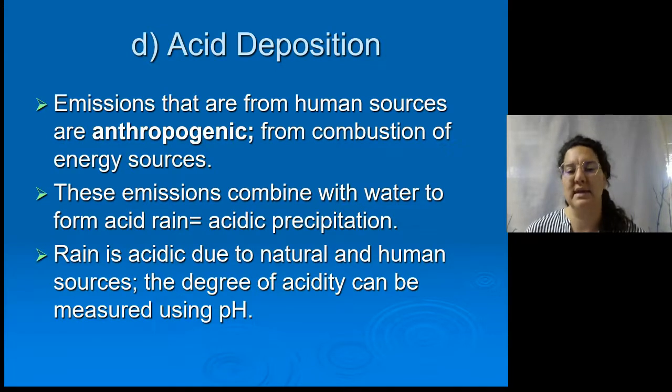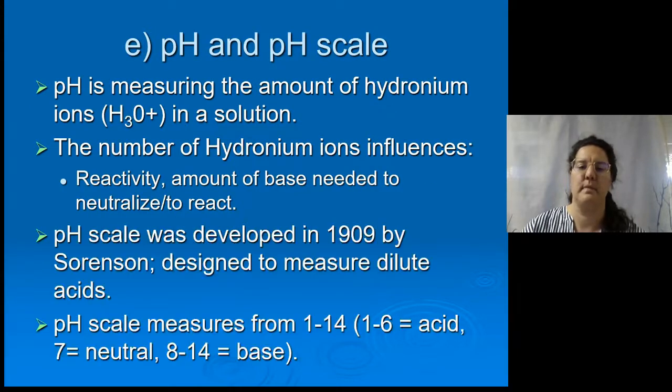Now, that rain is acidic due to natural and human sources, and the degree of acidity can be measured using pH. So the lower the pH, the more acidic the rain. pH is measuring the amount of the hydronium, or H3O positive, ions in a solution. And the number of hydronium ions influences the reactivity and the amount of base needed to neutralize or to react that acid. The pH scale was developed in 1909 by Sorensen, and it was designed to measure dilute acids, and every step on the pH scale is 10 times different.